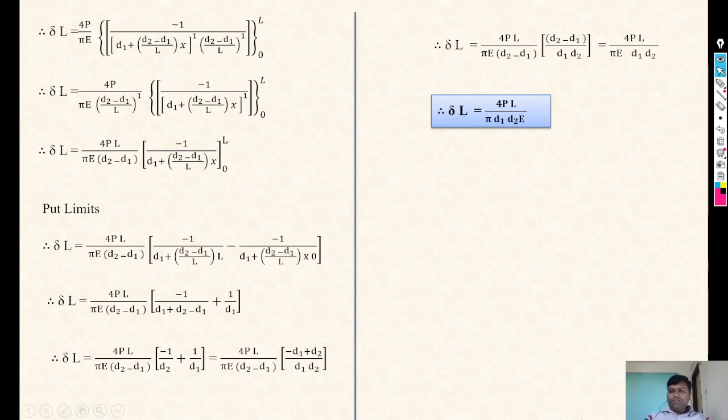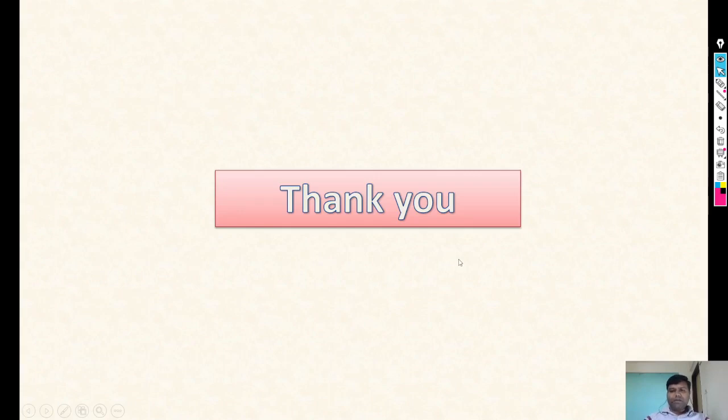So remember this formula for the circular tapering section. This is the most important formula. If any circular tapering section is given, you can directly use this formula for the calculation of change in length.